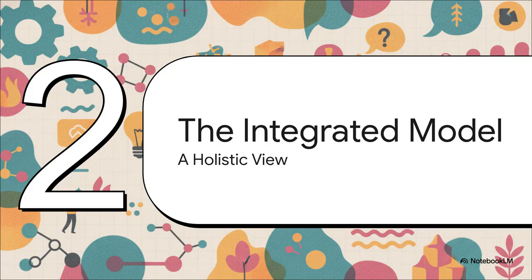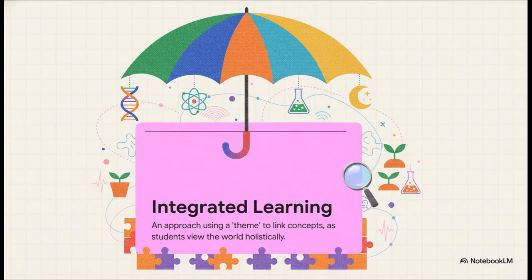Okay, our second blueprint is the integrated model. This one shifts from individual questions to a more holistic view, helping students see that the world is this big, interconnected place. Here's the key insight. Young students don't see the world in neat little subject boxes like biology and physics. To them, it's all just the world. So this model uses a central theme, kind of like an umbrella, to link different science concepts together, which makes the learning feel way more natural and relevant.